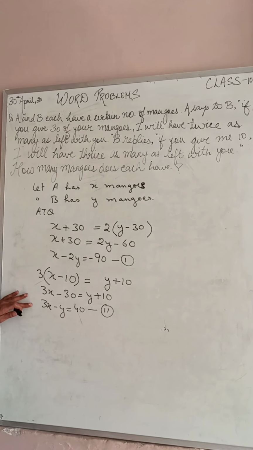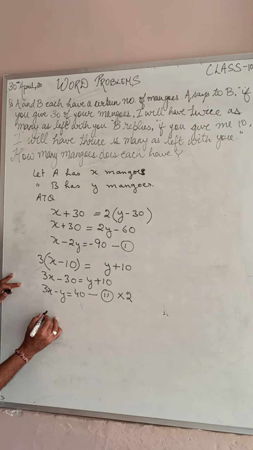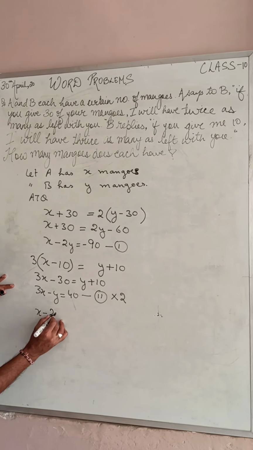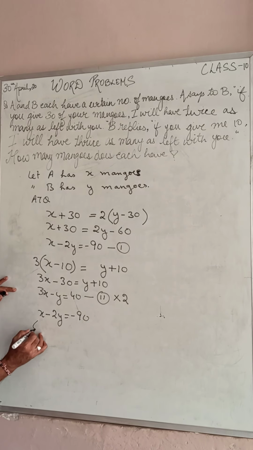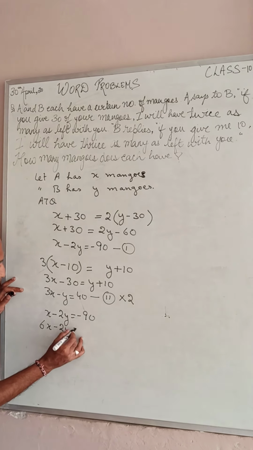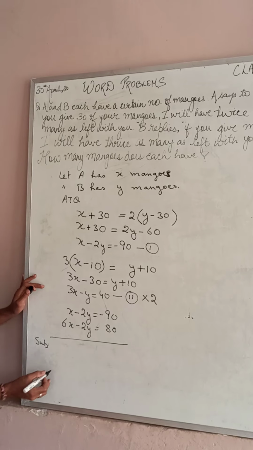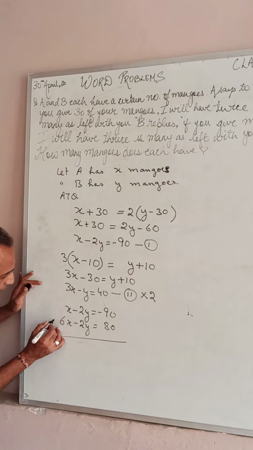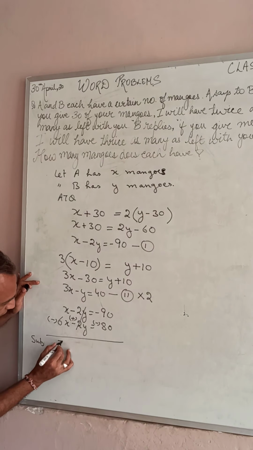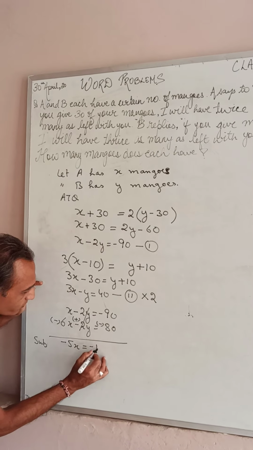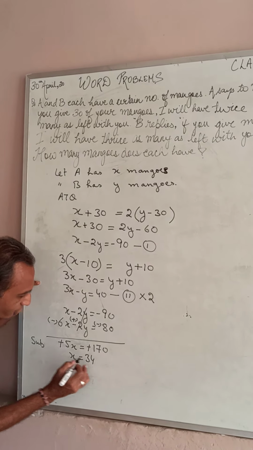Now, let's solve equations 1 and 2. I am multiplying equation 2 by 2. So, I copy the first equation as it is. On multiplying the second equation by 2, I get 6x minus 2y equals 80. This time, we need to subtract because the two signs are the same. When you subtract, the signs are going to change. You get minus 5x equals minus 170. Minus cancels out. x will be 34.